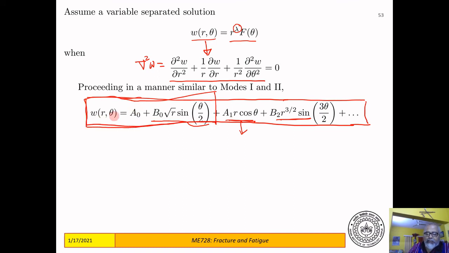And in displacements, this constant term is a rigid body term, so we don't need to worry about it. There are no rigid body displacements. We assume that the whole body has been constrained from moving like a rigid body, so this term is of no consequence to us. So w has a form w(r, theta), and the most dominant stress term will arise from this displacement. The stress that will arise will be 1 by root r, which will be dominant as r tends to 0, just like in cases of mode 1 and mode 2.